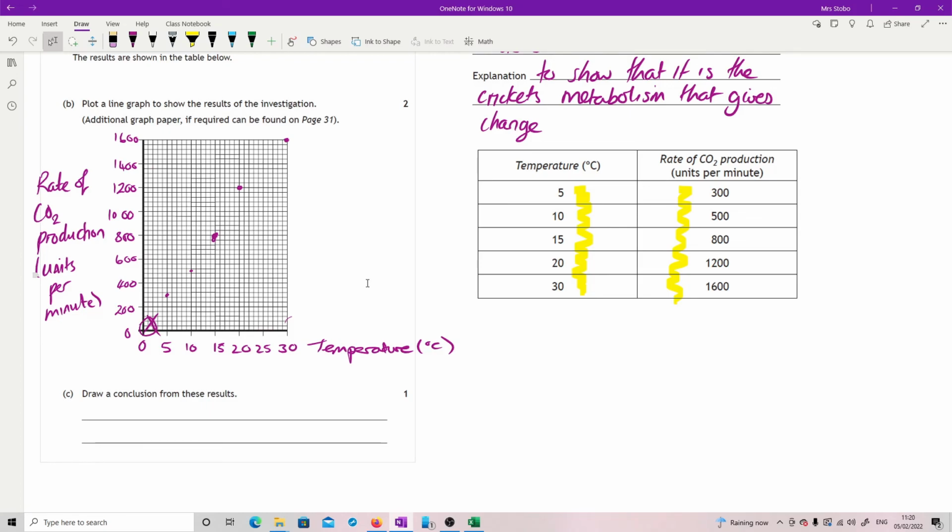Conclusion must answer the aim of the experiment. Always go up and check, because quite often that's the sneaky bit to the question. And we're done.